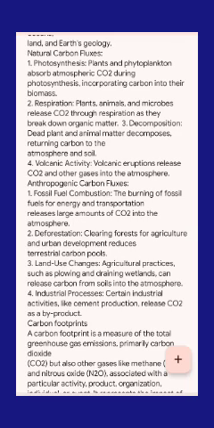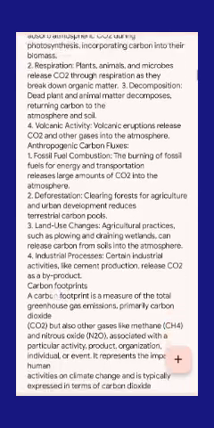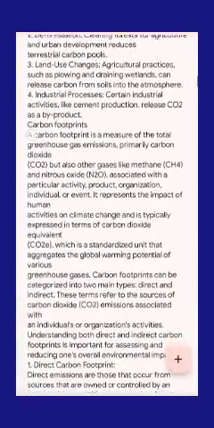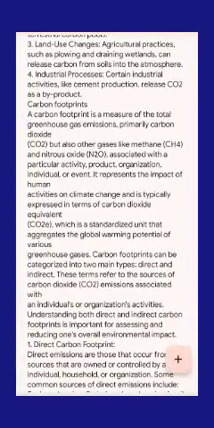Anthropogenic carbon fluxes. 1. Fossil fuel combustion. The burning of fossil fuels for energy and transportation releases large amounts of CO2 into the atmosphere. 2. Deforestation. Clearing forests for agriculture and urban development reduces terrestrial carbon pools. 3. Land use changes. Agricultural practices, such as plowing and draining wetlands, can release carbon from soils into the atmosphere. 4. Industrial processes. Certain industrial activities, like cement production, release CO2 as a byproduct.